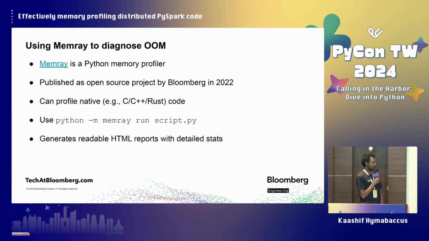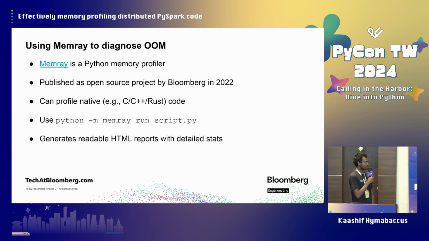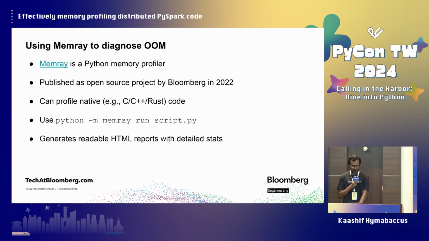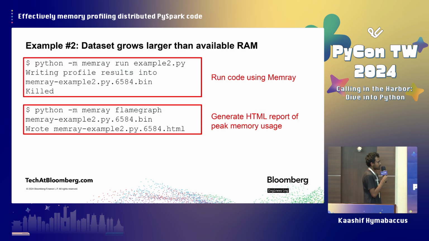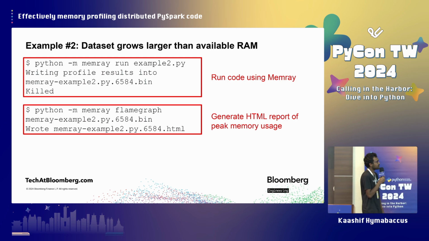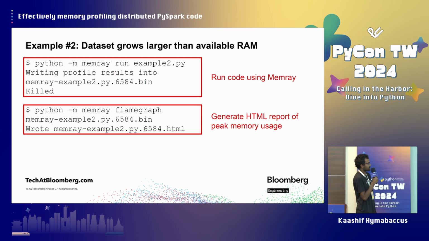To invoke it, it's super simple. You do memray run with your script, and you can get a readable and interactive HTML report with some statistics. But the most important part is the visibility into the stack frames of where the memory usage is coming from. So let's try it out. Here's what we're doing. We have our example from before. We run that under Memray. And of course, it still goes out of memory. That's what we expect.